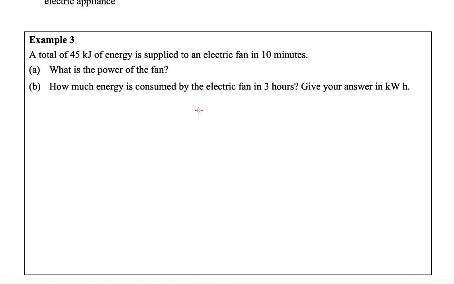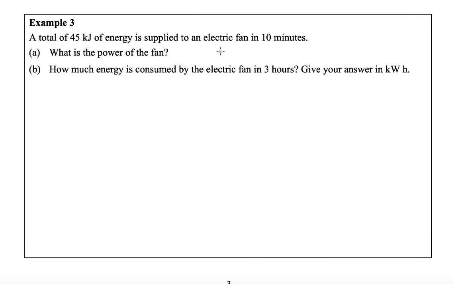And for this example 3, it is also a very typical example which only requires you to understand the concept of power equals energy over time. So a total of 45 kilojoules of energy is supplied to an electric fan in 10 minutes. You have every piece of information, energy and also time. So what is the power? In case you are confused, first you can write down the formula here to remind yourself. You have E, you have T, then of course you can get P easily.